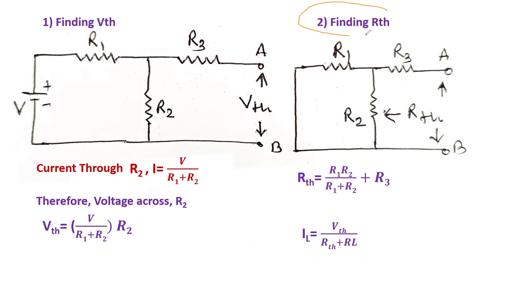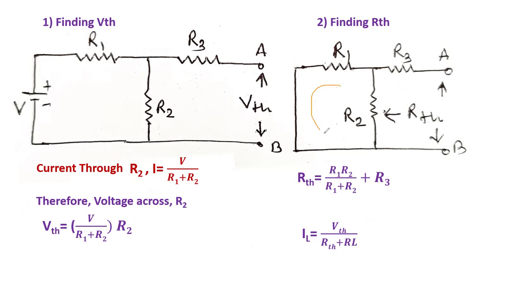Now our aim is to find out the RTH, that is the resistance. So short this terminal. We have shorted this terminal. Why? Because we want to find out only the resistors. Now after shorting these two terminals, there is resistance R1, resistance R2 and R3. We have to find out the total resistance of the circuit.